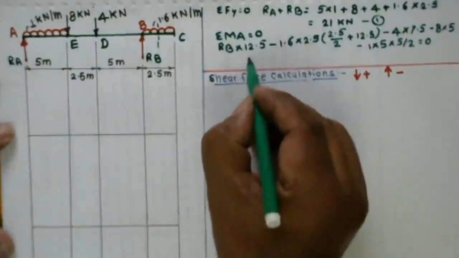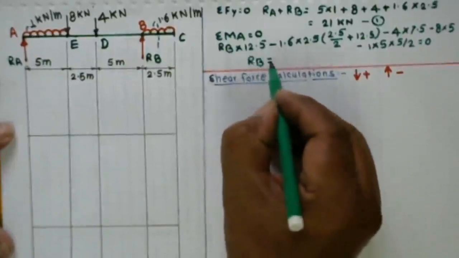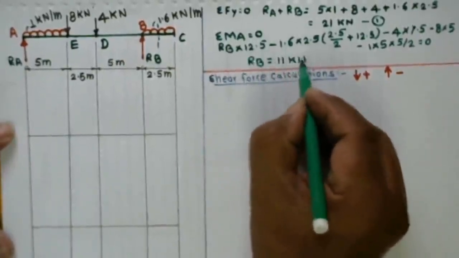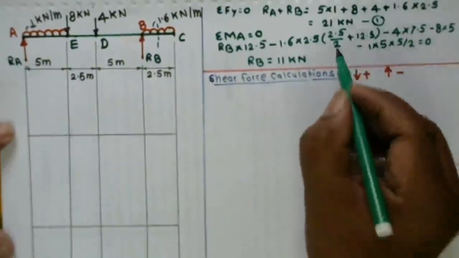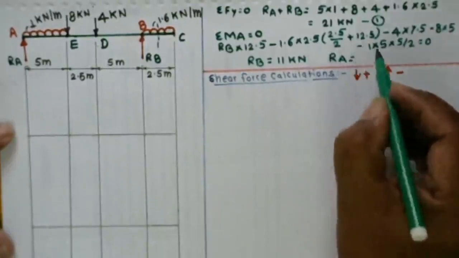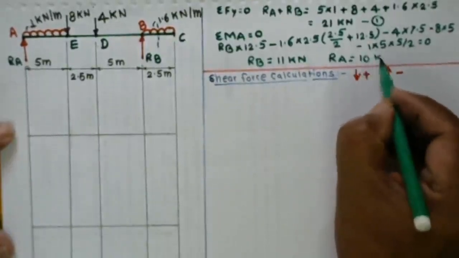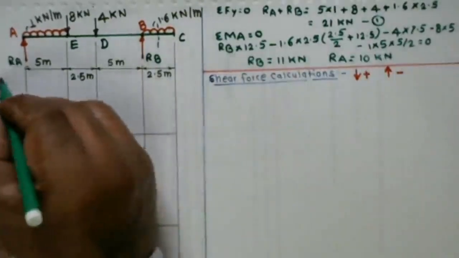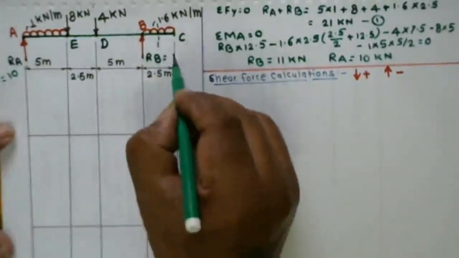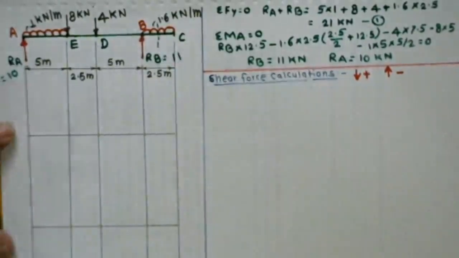After solving this, we will get RB is equal to 11 kilonewton. Put this RB in equation number 1, so we will get RA is equal to 10 kilonewton. So RA is equal to 10 kilonewton and RB is equal to 11 kilonewton.